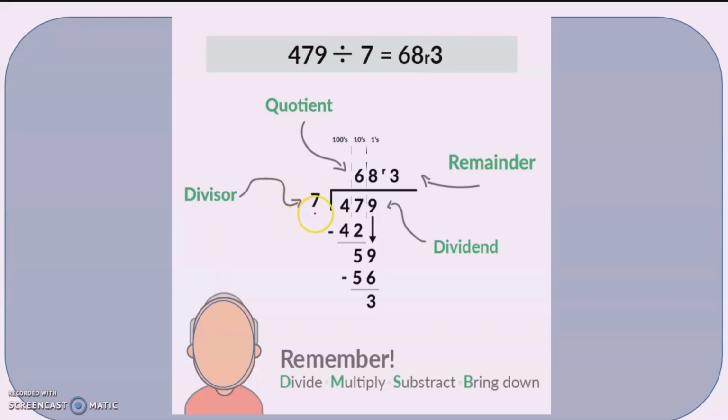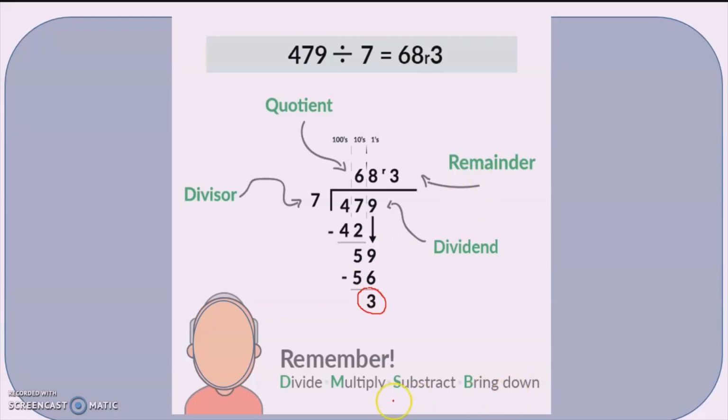We all know that the number by which we divide is known as the divisor. The number that is being divided by the divisor is known as the dividend. The answer of the division is known as the quotient, and if any number is left at the end that cannot be divided anymore, it is known as the remainder.